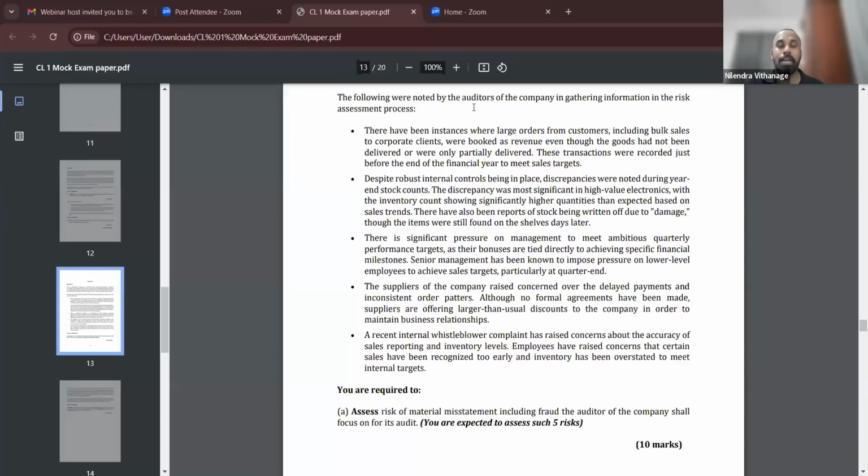What happened? Underhand bribe, commission, kickback, opportunity for fraud, right? Opportunity for fraud risk. Kickback, bribe.